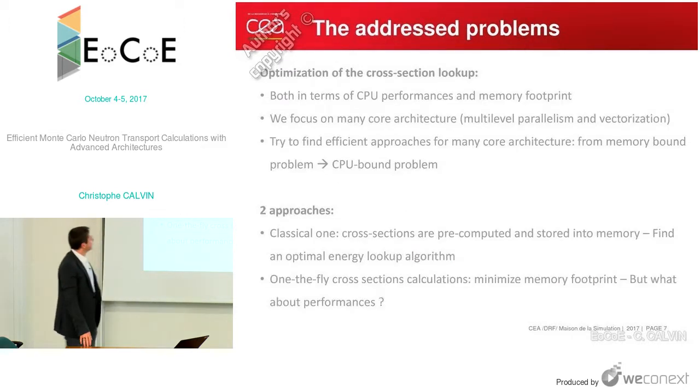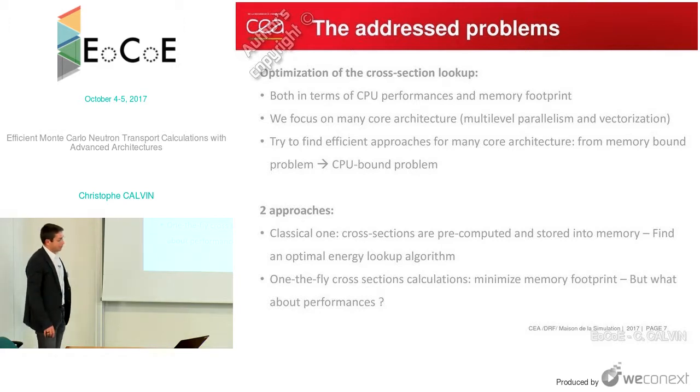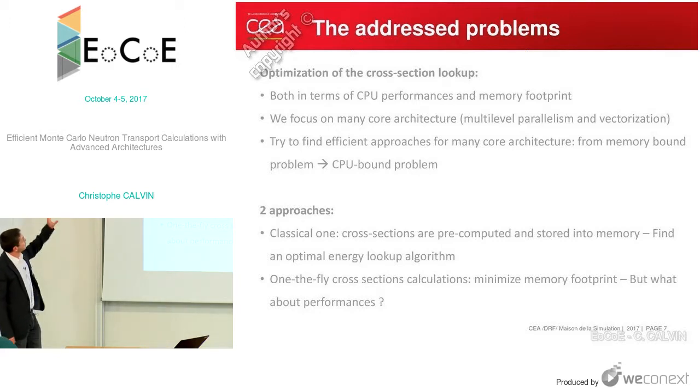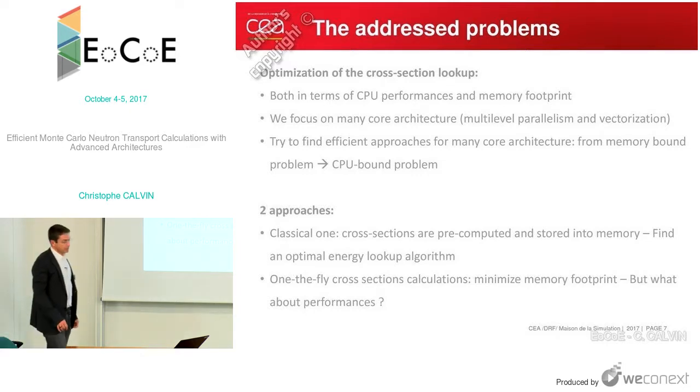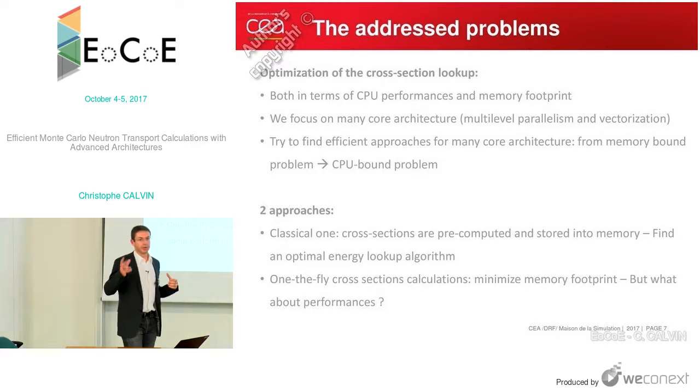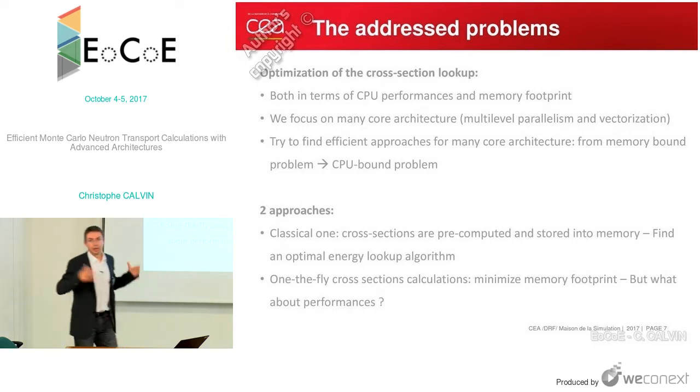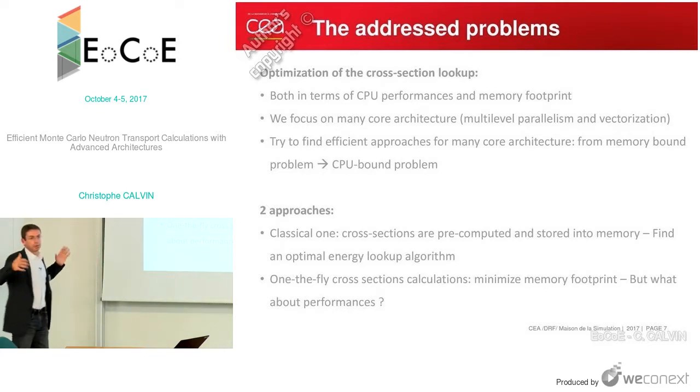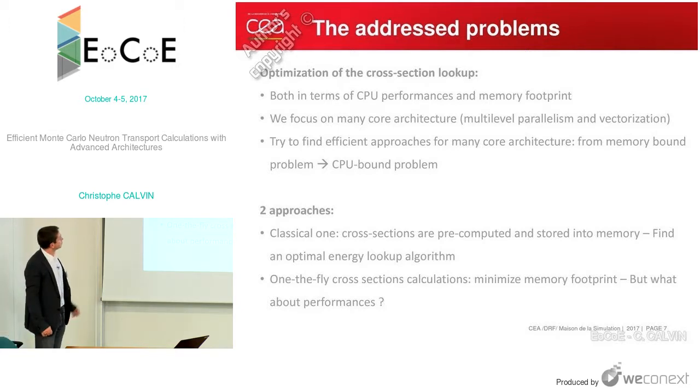And so the idea of the job is to focus on this point and try to optimize the cross-section lookup algorithms, both in terms of CPU performance and memory footprint, because we can have some variation of this kind of algorithm, but we can also increase the memory in order to increase the performance. So we don't want to have too much increase of memory footprint.